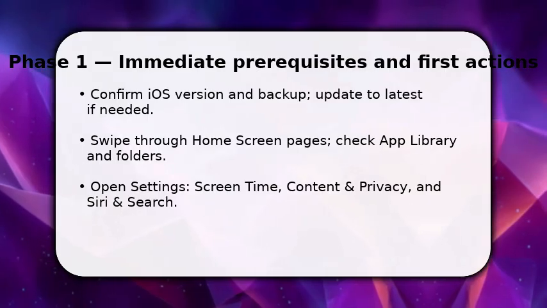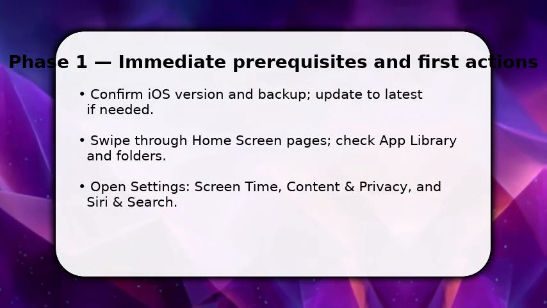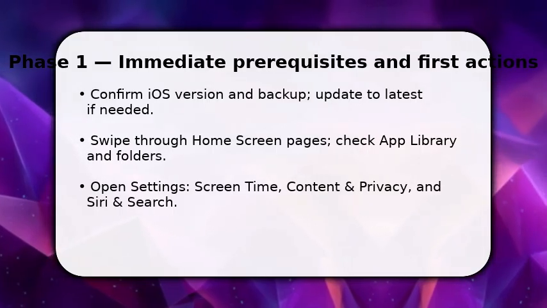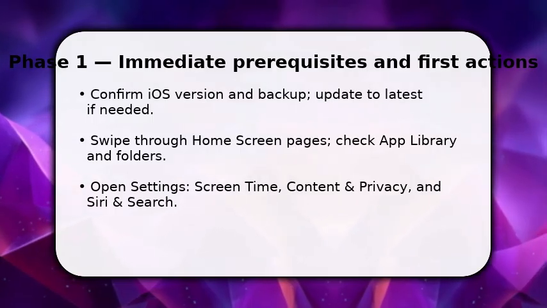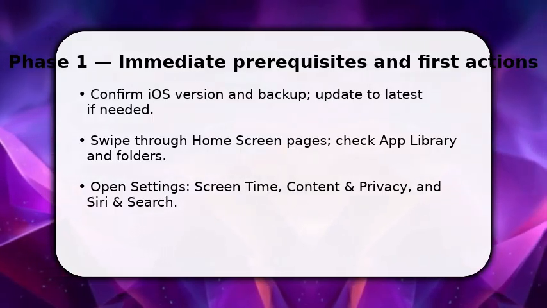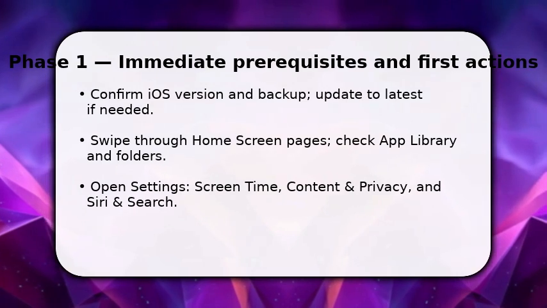Next, go to Settings and tap Screen Time and Content and Privacy to check restrictions, and open Siri and Search to verify app suggestions are allowed. These steps reveal where apps are hidden and why they won't appear on your main screens.